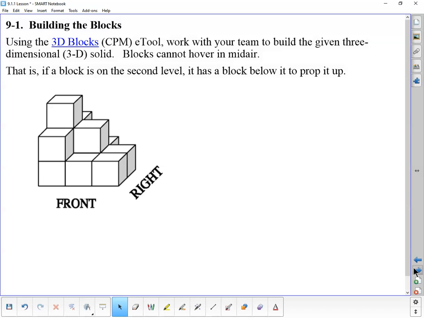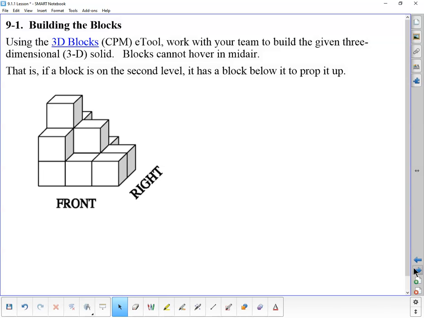First we're going to look at this prism here, and you're going to be using the CPME tool to work and build the given three-dimensional or 3D solid, which is this pile of blocks. Just keep in mind that if a block is on the second level, it has a block below it to prop it up, because blocks are not going to be floating in air.